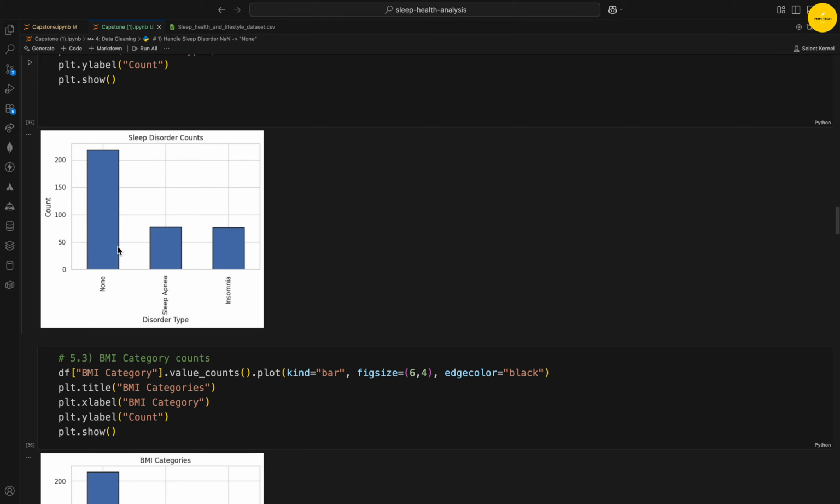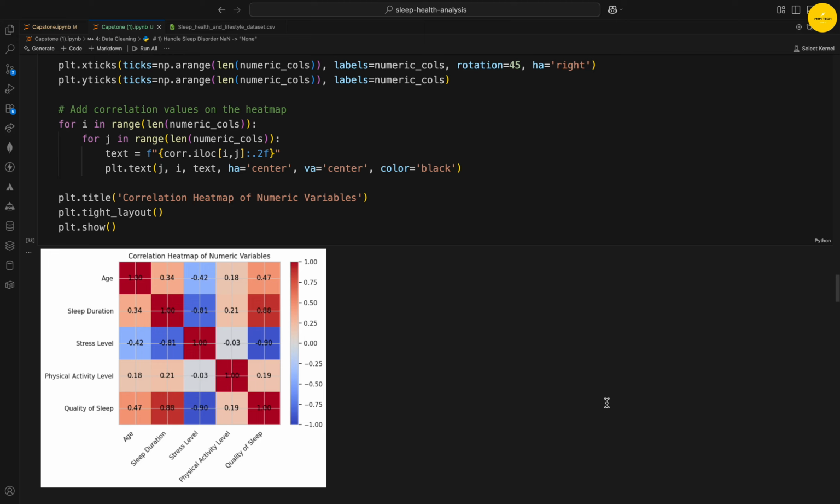Next, I moved on to finding the relation between different factors, and these charts help us see how one thing like stress might affect another thing like sleep quality. And this chart is called the correlation heat map. It shows how different numbers are related. The most important thing here is the negative relation between the stress level and the sleep duration and quality of sleep. The red color shows a very strong relationship, which means when stress goes up, sleep quality and duration go down.